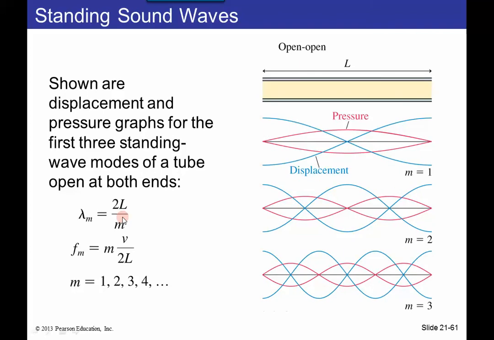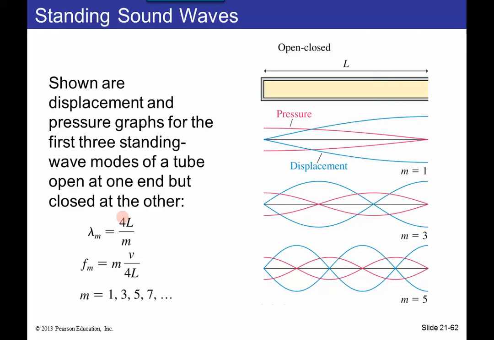It's the same for closed and open, but it changes a bit for open and closed, simply because now the fundamental wavelength is 4L. So you're going to have a wavelength of 4L that gives you your fundamental mode, and your fundamental frequency would be the speed of sound divided by 4L. All right, thank you.